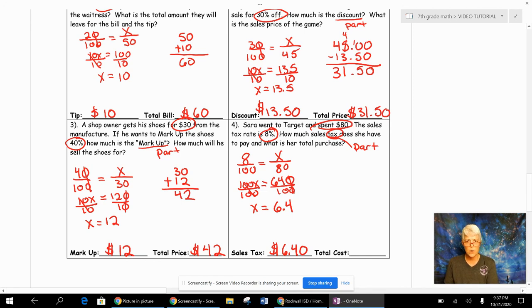So my sales tax is $6.40. Now, do I add tax or do I take tax away? That's correct. I add it. So I'm going to add it to my $80. And you notice I went ahead and added a decimal and 2 zeros. 0, 4, 6, 8. My total cost is $86.40. And it should be more than the cost of the item because I'm going to have to add tax.